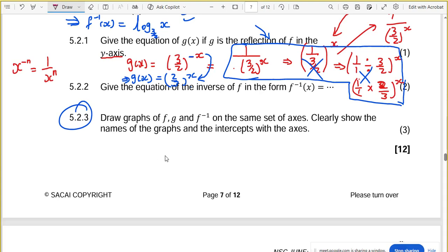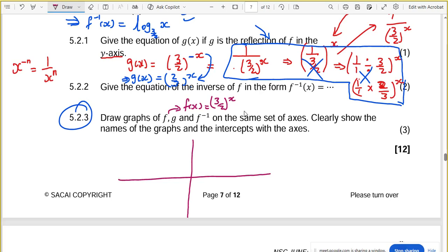You're gonna first look at the given graph. They want us to draw f, g, and also what? F, G, and F inverse. Okay, so now let's start with f. The graph of f of x, that's (3/2)^x.